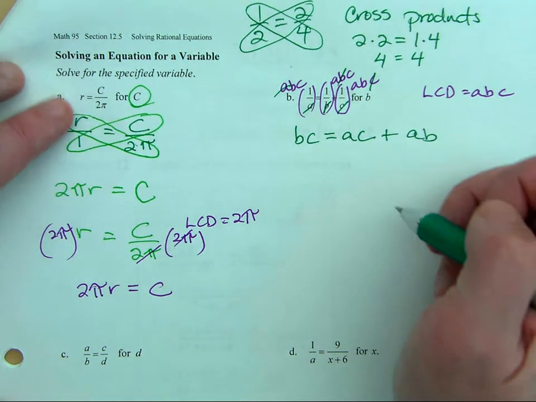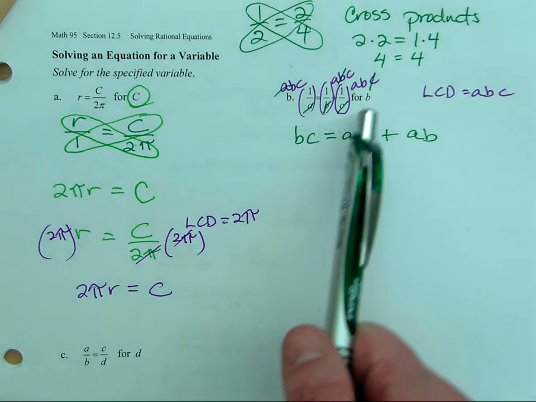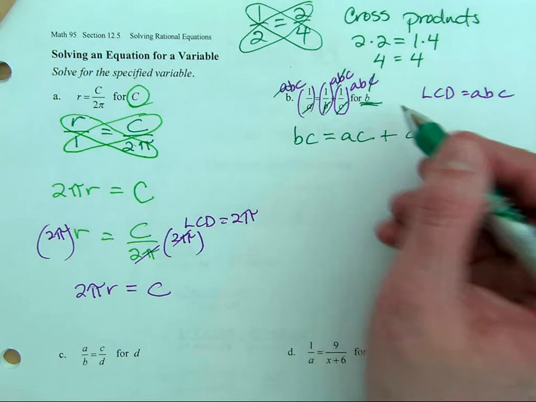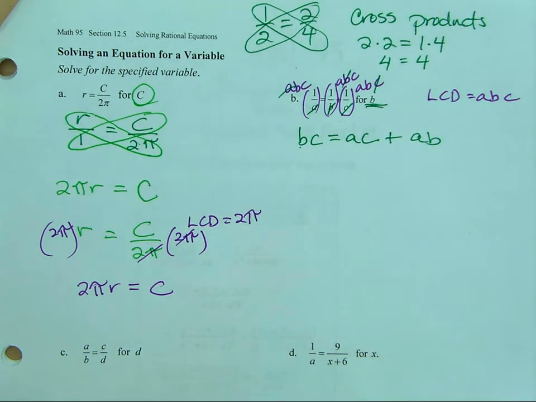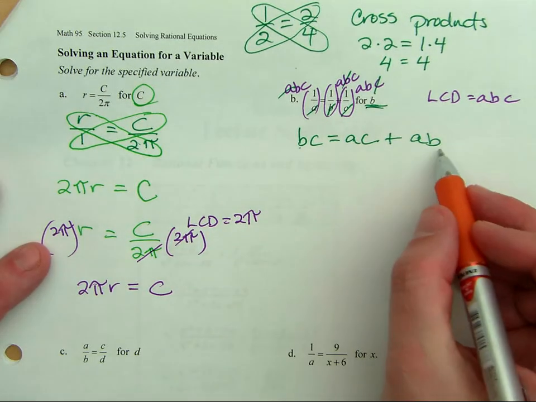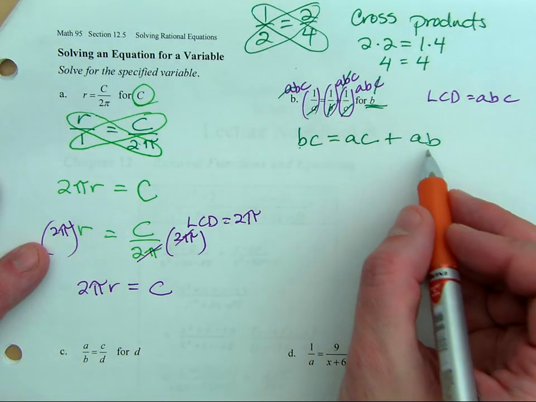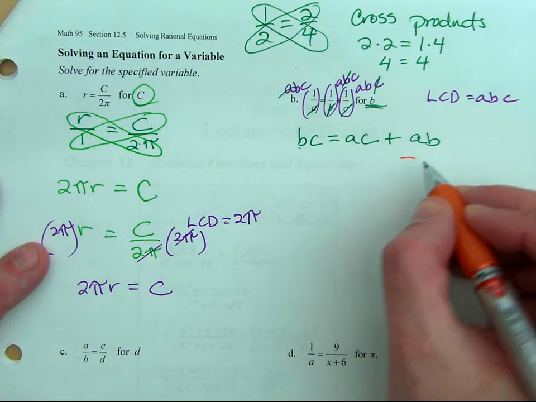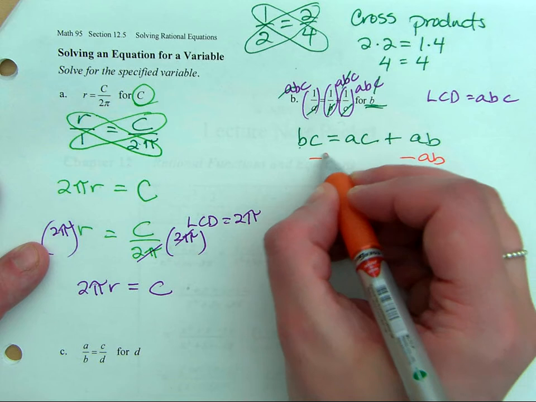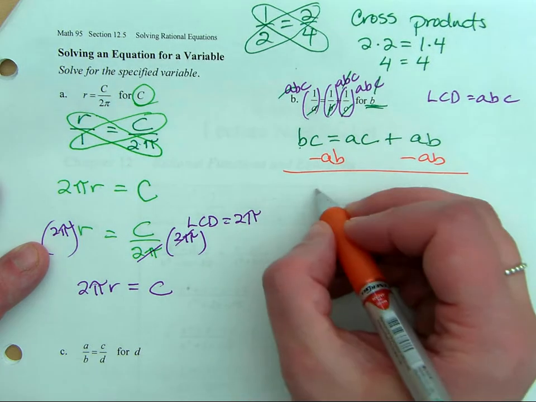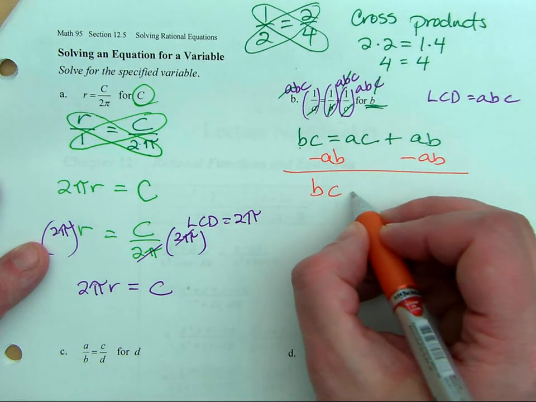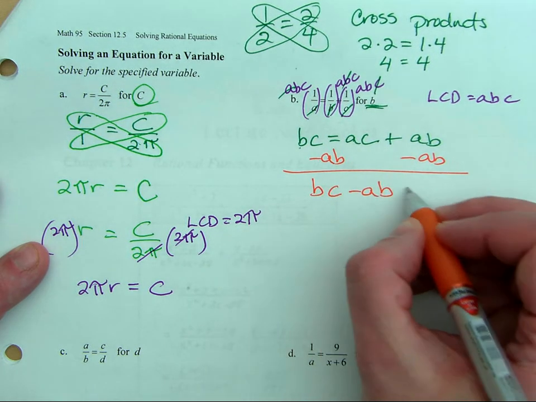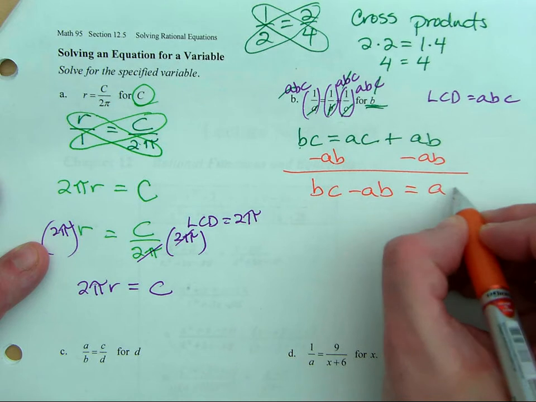Now, I have B's. I'm trying to solve for B. I have B here, and I have B here. So how can I round up my B's? Okay, I wouldn't want to divide yet because I can't. I want to get B by itself. I want to get all the B's onto the same side. So if I subtract AB, I get BC minus AB equals, the only thing left here is AC.